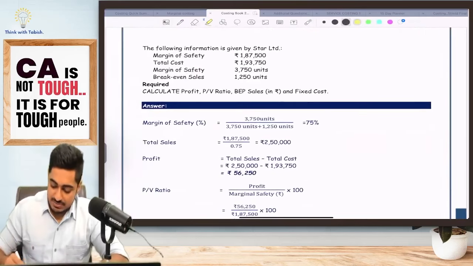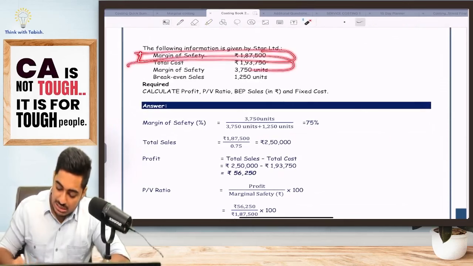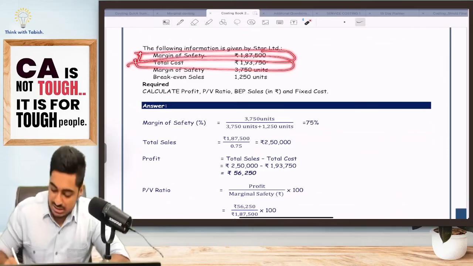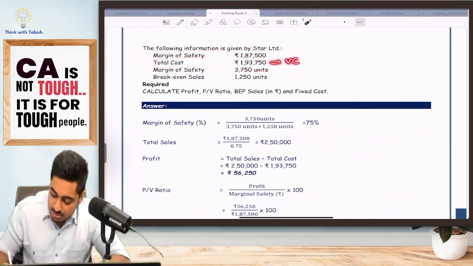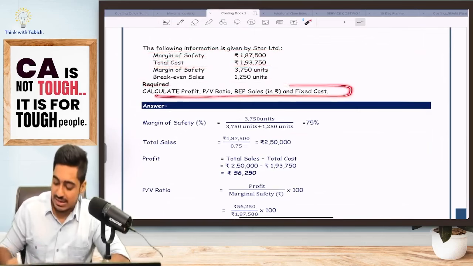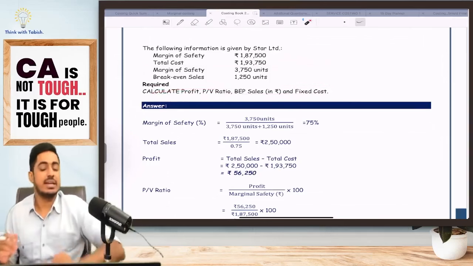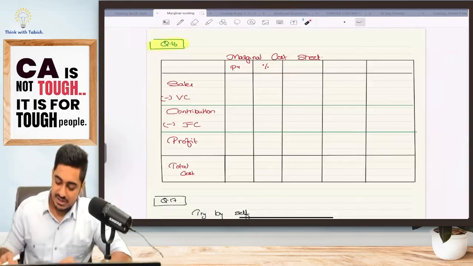Pay attention, everyone. Following information is given by Star Limited. Margin of safety is given. Total cost is given. In that, what all will be there? Variable cost will also be there, fixed cost will also be there. Great. Margin of safety in terms of units is given. BEP in terms of units is given. Calculate whatever you want to calculate. We'll do it, but first thing is put the data. Try getting the answer.